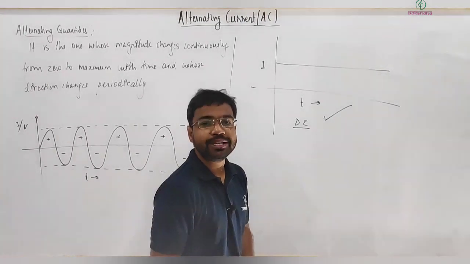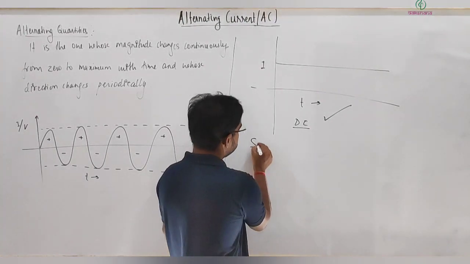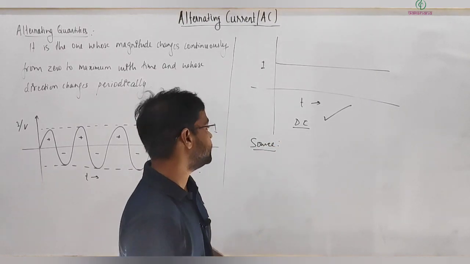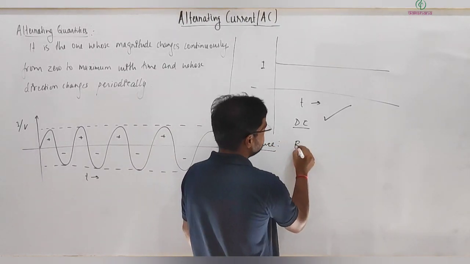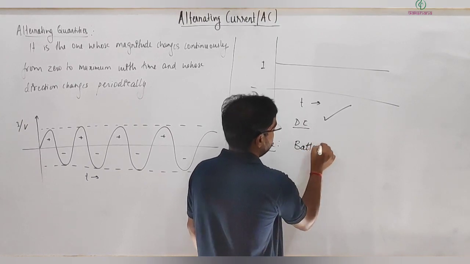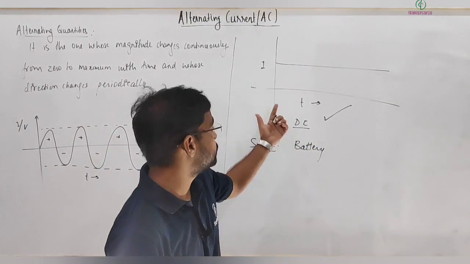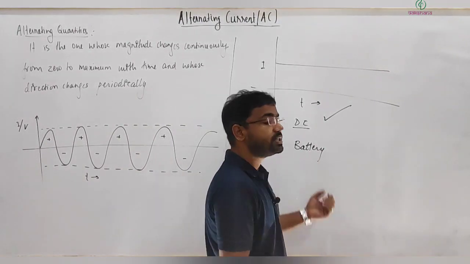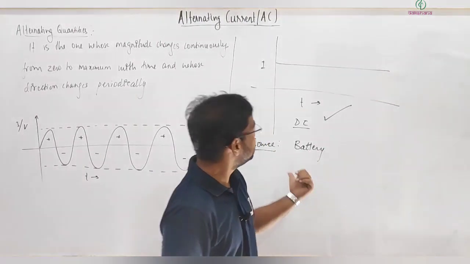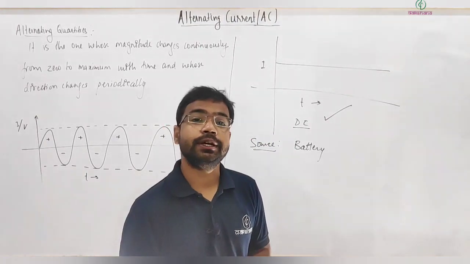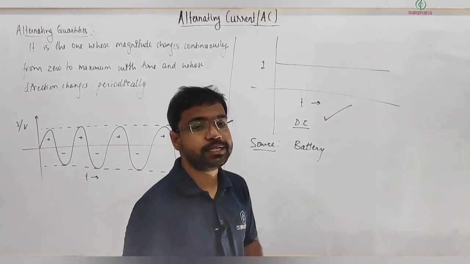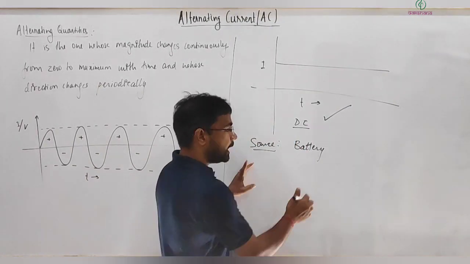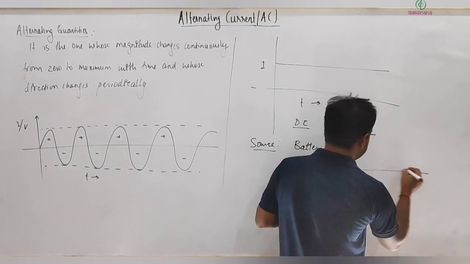You must be knowing the sources of this type. For example, batteries are the simplest or easiest source of direct current or direct voltage. They maintain some constant potential drop. Some direct generators are also there, DC generators, which generate DC current and DC voltage.